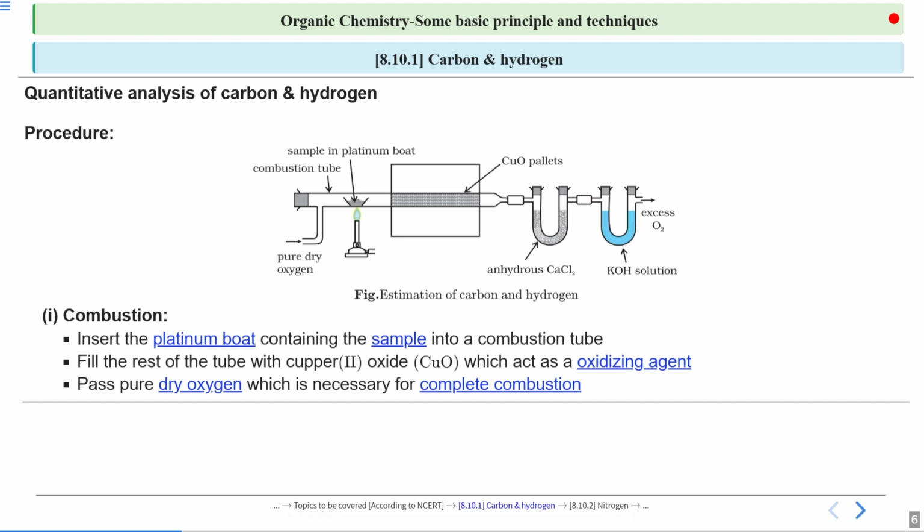Finally, we pass pure dry oxygen through the tube. This is necessary to make sure the combustion is complete. Without enough oxygen, some of the sample might not be burned fully, leading to inaccurate results. Remember, in any combustion reaction, having a good supply of oxygen is key to converting all the elements in the sample to their oxidized form.